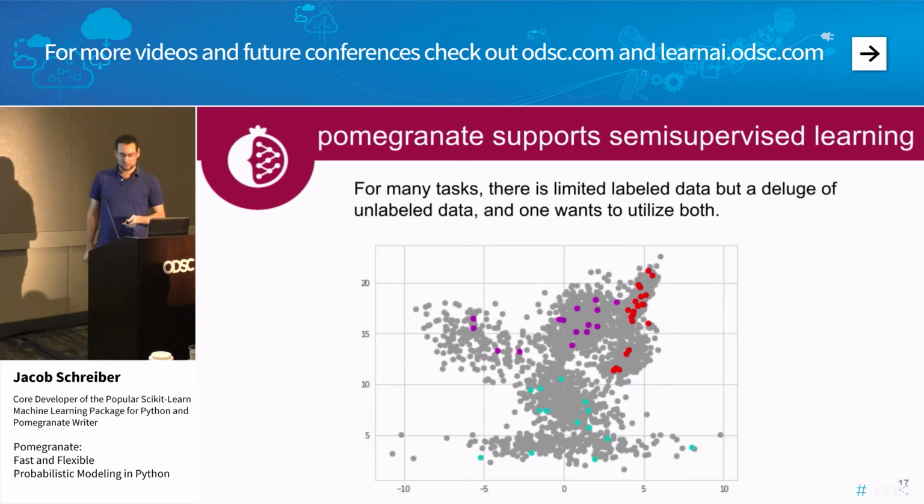Here's a simple example. Let's say you have a whole bunch of unlabeled data in gray. You have these labeled points, magenta, red, and cyan. You'd like to use all of this data in order to efficiently learn a model. Some people might just throw out the unlabeled data or throw out the labeled data, but you want to use both in order to create a good model.